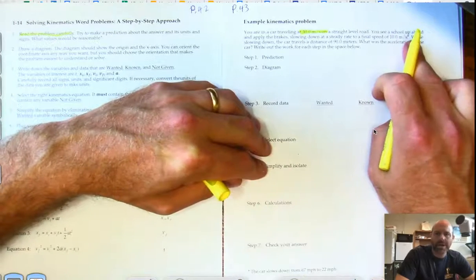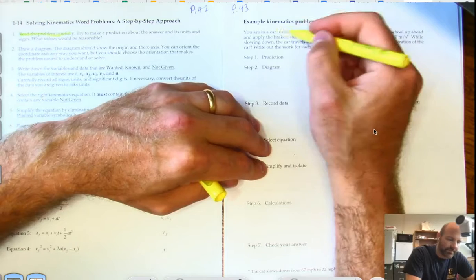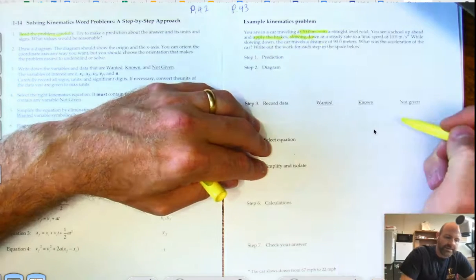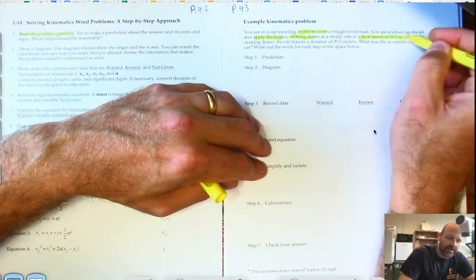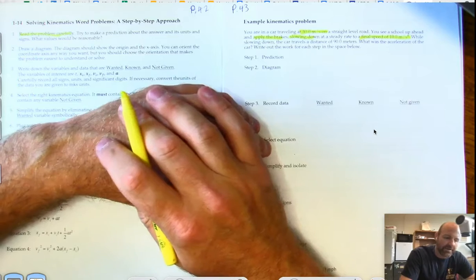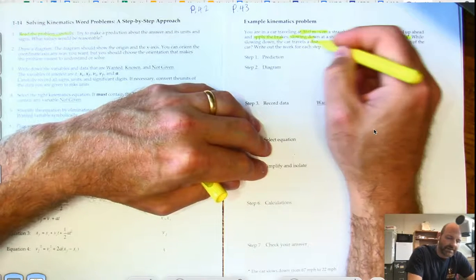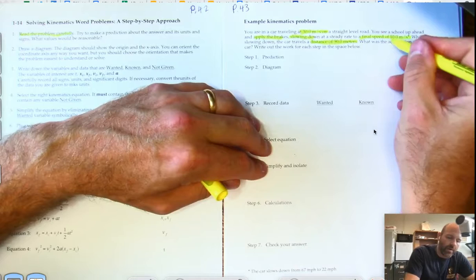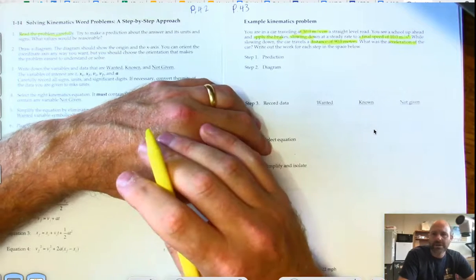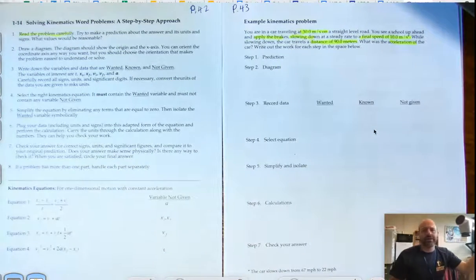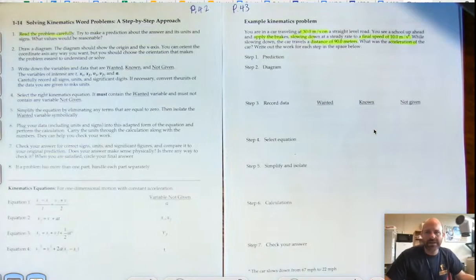You see a school up ahead and apply the brakes. That means you're slowing down at a steady rate to a final speed of 10 meters per second. While slowing down, the car travels a distance of 90 meters. What was the acceleration? So the things I've highlighted here are all the things that we would either need to figure out or we would need to use to solve this problem.